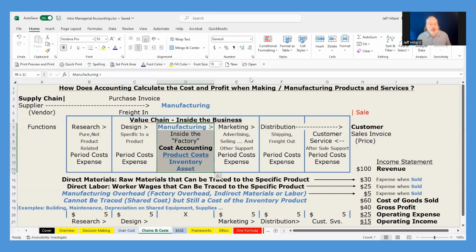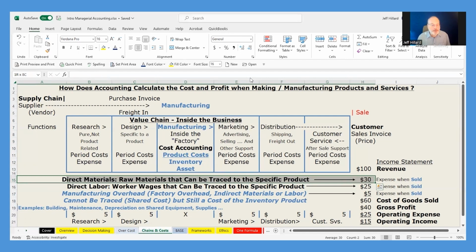This is where cost accounting really does its thing. These are known as product costs. We're building inventories. There are three items that we use to make inventory. Direct materials are raw materials that are used and can be specifically traced and identified with a specific product. So if we're selling something for $100 on the right, and we have $30 of direct materials, then we also take wages, which are expensed only when they're sold. They're accumulated as part of inventory.